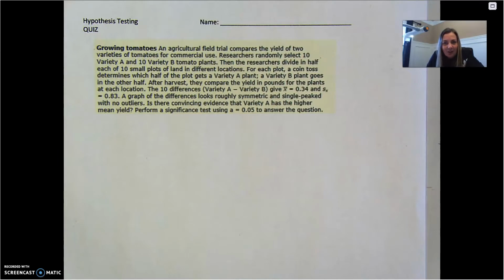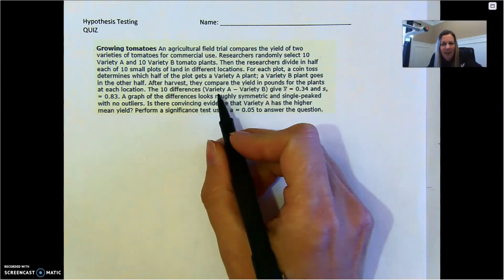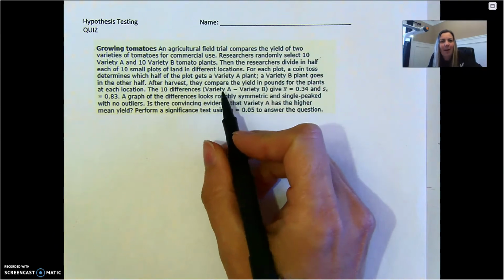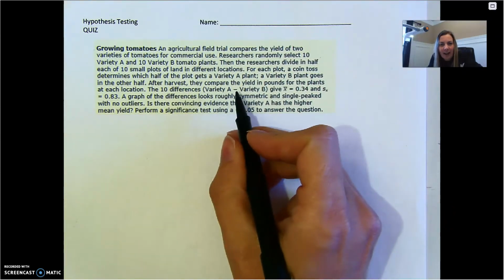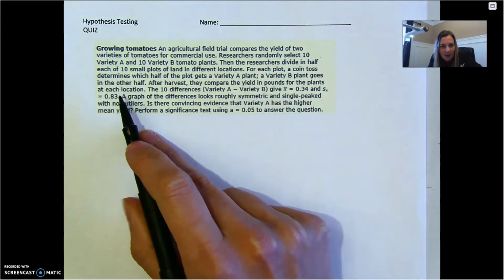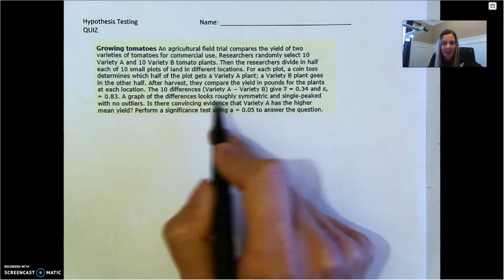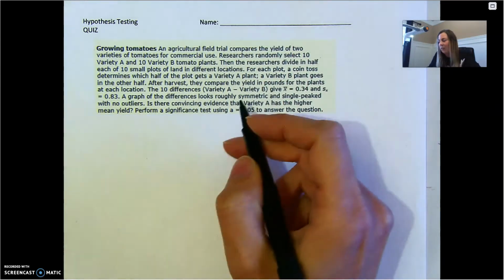Then the researchers divide in half. Okay, got it. And then they compare it. So they're doing what's called a matched pair. No, it's not matched pair. So they're doing A minus B, and they get their sample mean and their sample standard deviation. The graph looks roughly symmetric. That's good. Okay, is there convincing evidence?